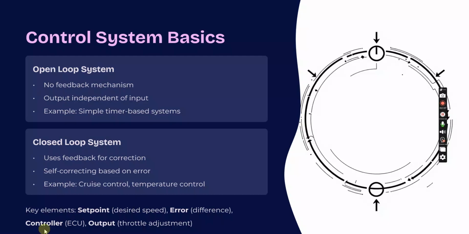The key elements which we will use in this video: first is the set point, which is the desired speed. Second is error, which is the difference between actual speed and desired speed, or vice versa, whichever you prefer. Third is the controller, which is an ECU. Fourth is output, which is the throttle adjustment.